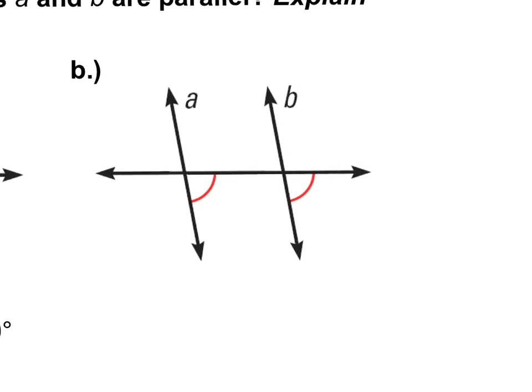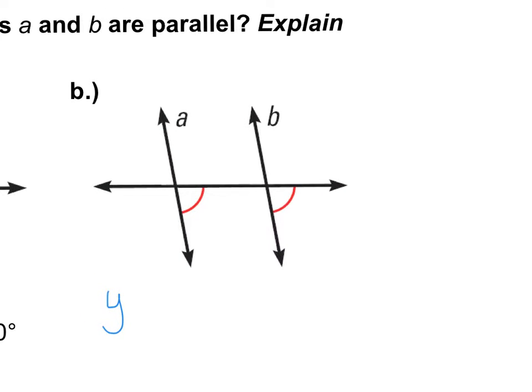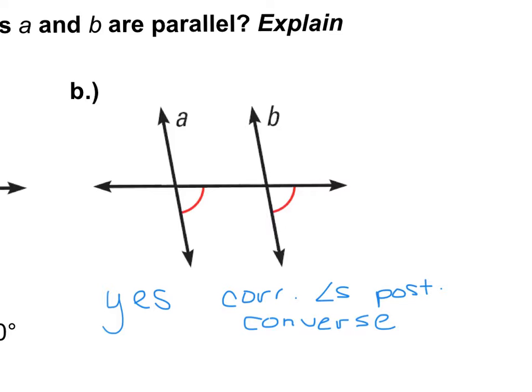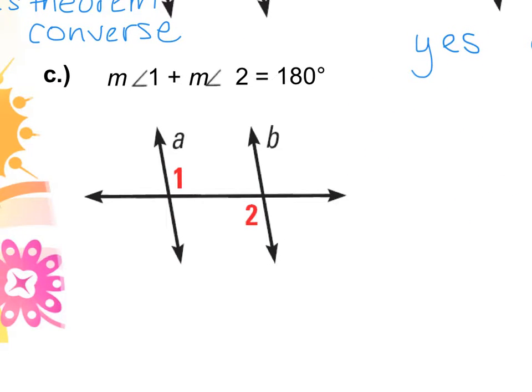All right, how about B? Yes, and what would be your reasoning there? Because they're corresponding angles postulate. Good, good. Corresponding angles postulate converse. So if you are proving that the lines are parallel, the word converse has to be part of it. With me so far? Everybody good? Yeah? And C, measure of angle 1 plus measure of angle 2 is 180. Is that enough information to prove the lines are parallel?